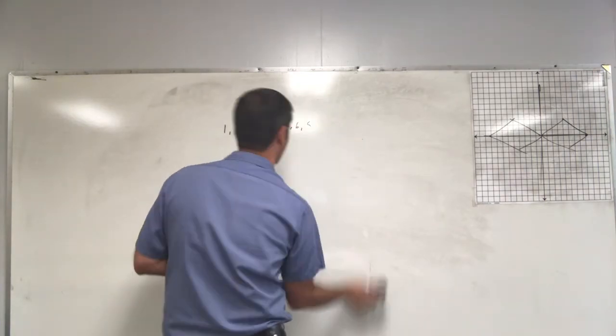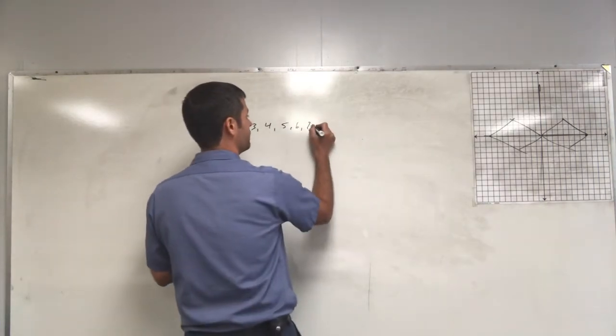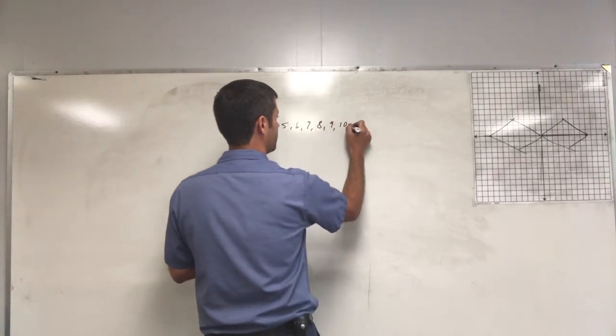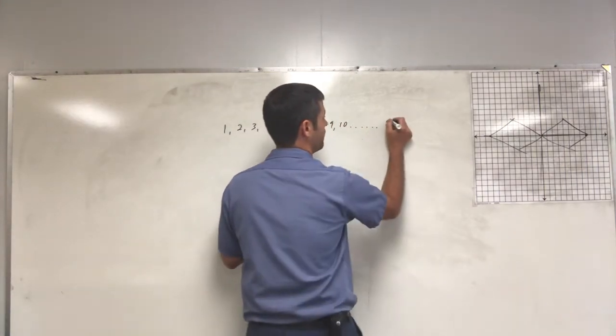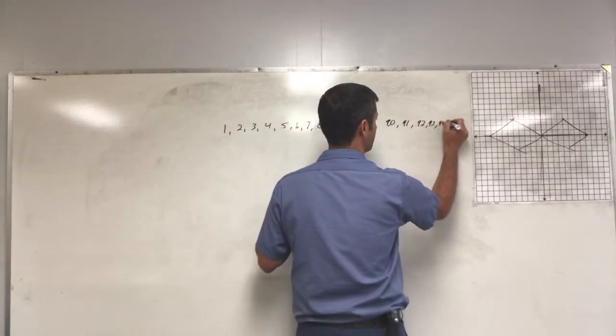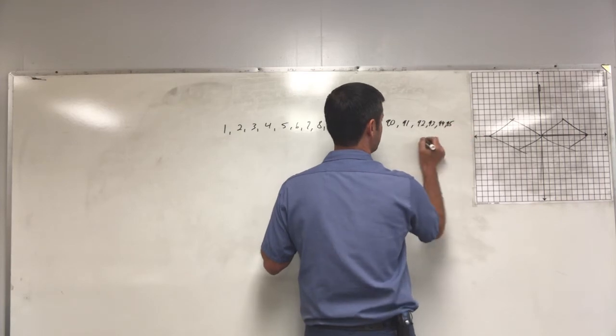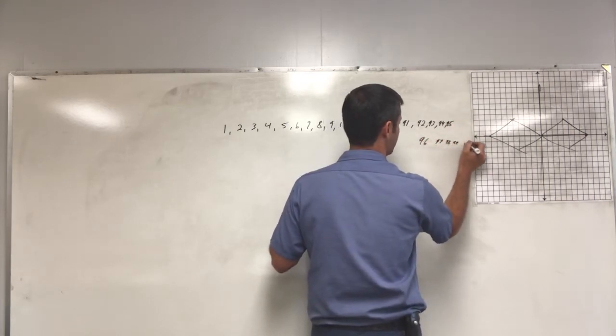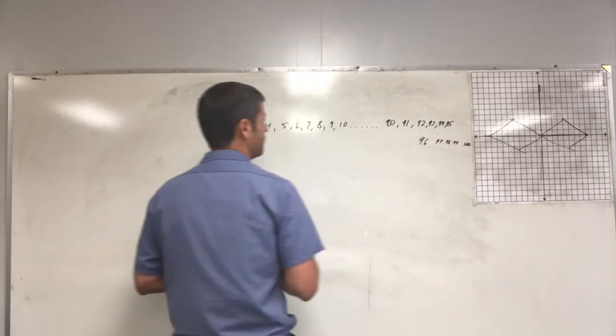I'm also not going to write them all up here, but I'm going to write the beginning numbers, 7, 8, 9, 10, and then it goes on a bunch and gets to 90, 91, 92, 93, 94, 95, I'm running out of room, 96, 97, 98, 99, and 100.